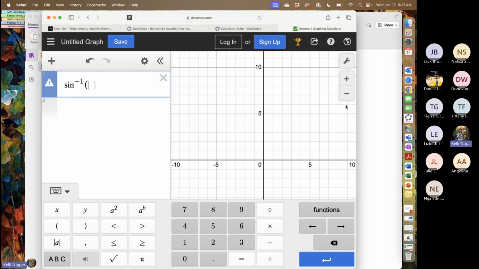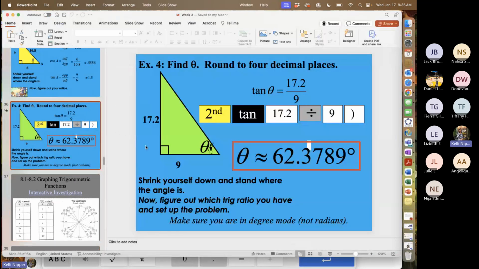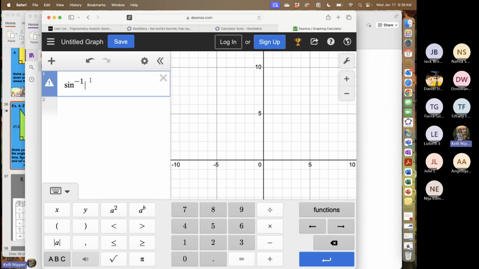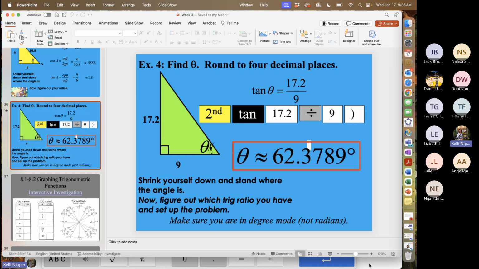On our last example, we had to put in arc tangent or tangent inverse of 17.2 over 9. So let's do that one in here. We want tangent inverse, not sine inverse, of 17.2 divided by 9. Let me double check that.